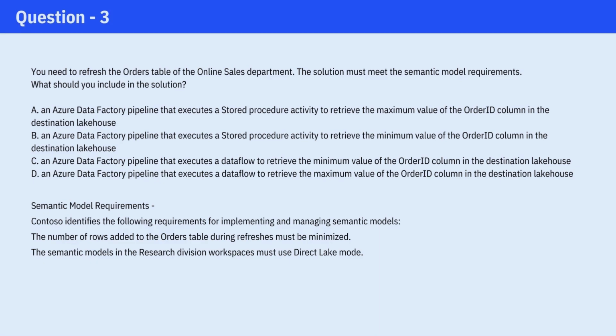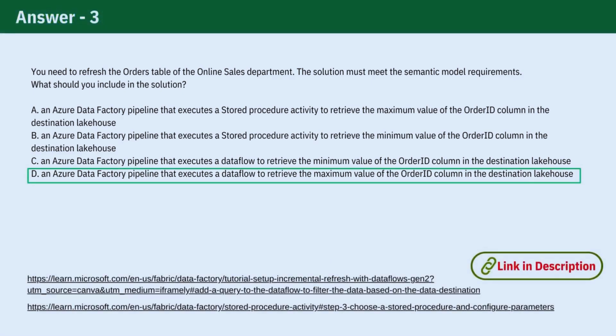C. An Azure Data Factory pipeline that executes a data flow to retrieve the minimum value of the order ID column in the destination lakehouse. D. An Azure Data Factory pipeline that executes a data flow to retrieve the maximum value of the order ID column in the destination lakehouse. The correct answer is D. Firstly, options B and C talk about the minimum value, so those two options are ruled out. In option A, a stored procedure does not return a value, so the correct answer is D.